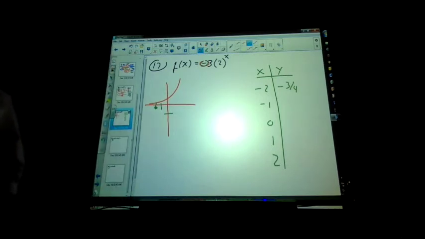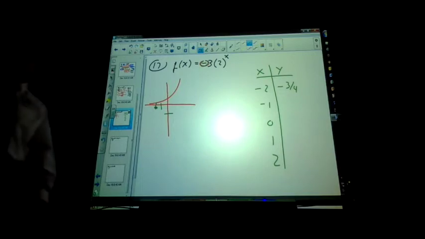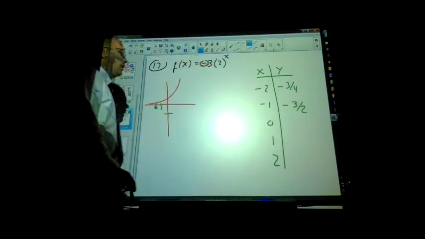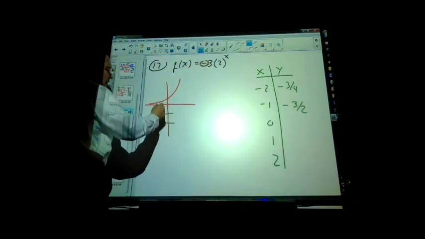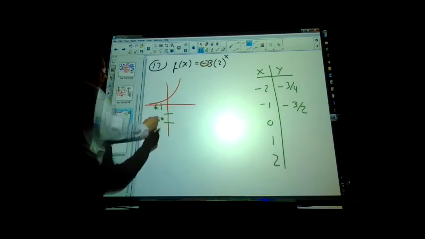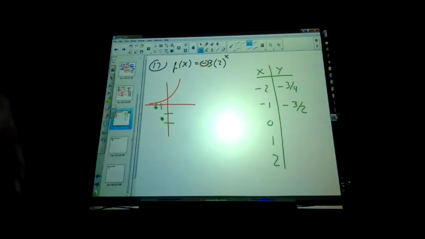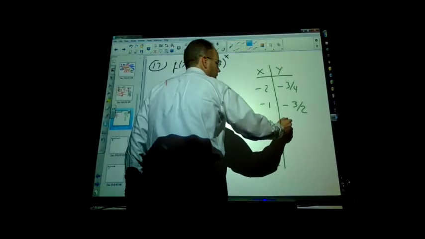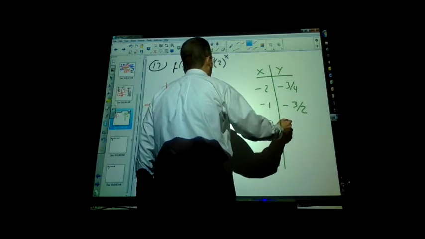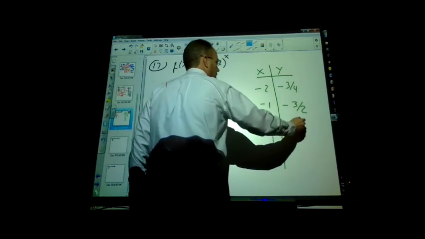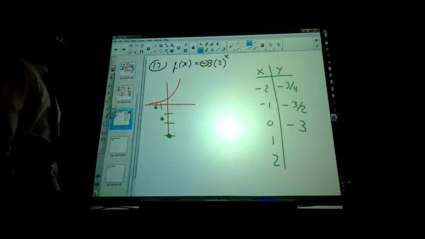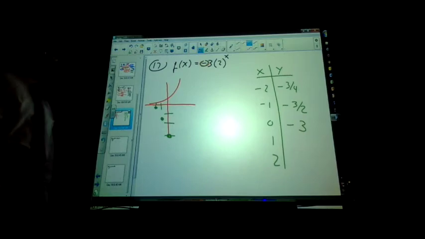All right. Plug negative 1 in. 2 to the negative 1. 1/2 times negative 3. Negative 3/2. So that's negative 1, negative 1 1/2. Plug 0 in. 2 to the 0. 1. 1 times negative 3 is negative 3. 0, negative 3. If I plug 1 in, 2 to the first is 2. 2 times negative 3, negative 6.